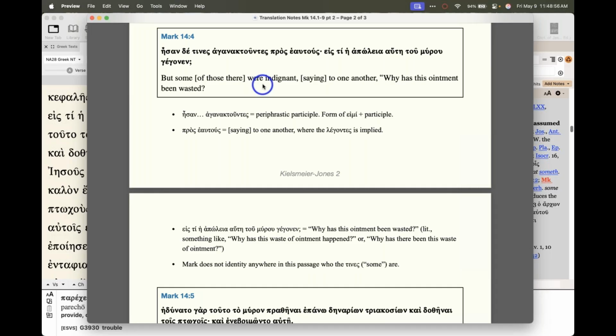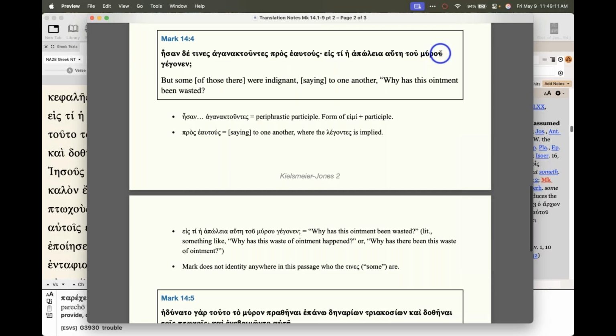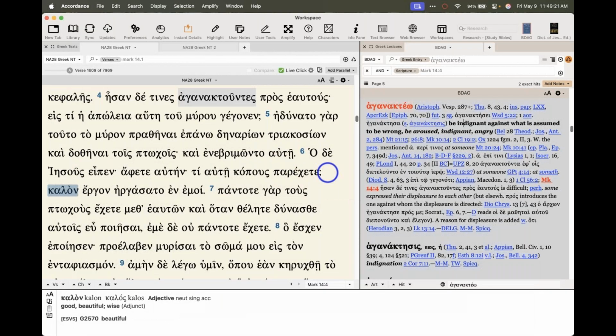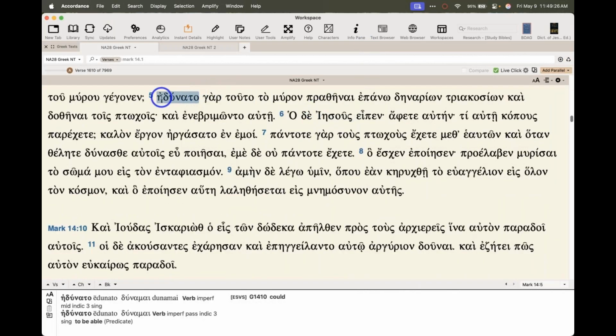All right, well, again, we can wonder about who these people are. We can wonder about their motives. We don't know. Mark doesn't say. So we just translate what we have, which is, but some were indignant, saying to one another, why has this ointment been wasted? And again, however you translated muron earlier, whether it was ointment or perfume, I would just say be consistent with it in verse 4. So verse 5, we get the word again. Let's go to Accordance for verse 5. And this will be the last verse we do today.